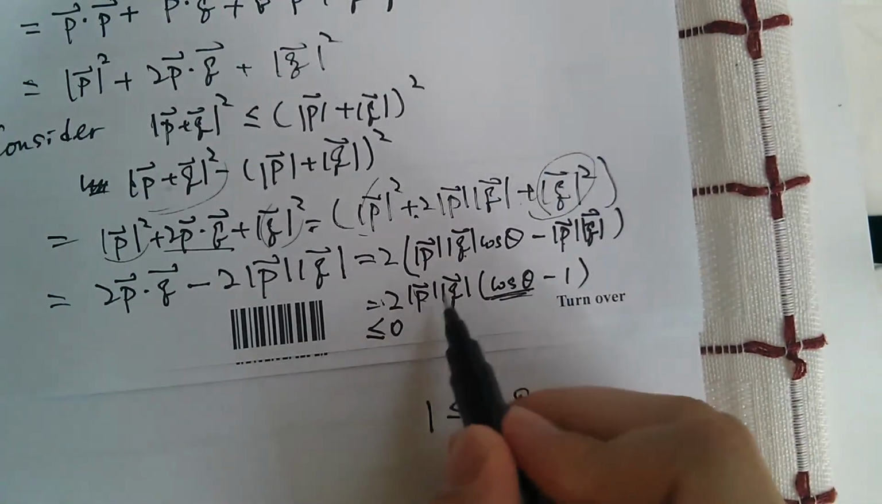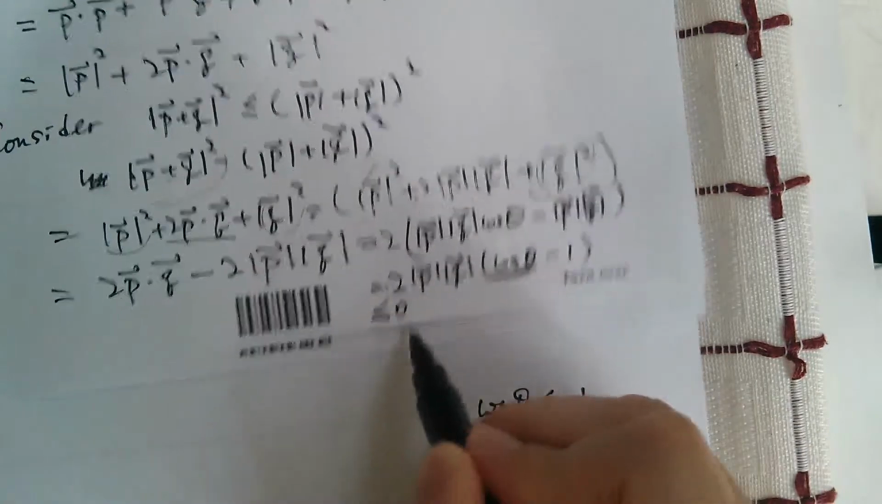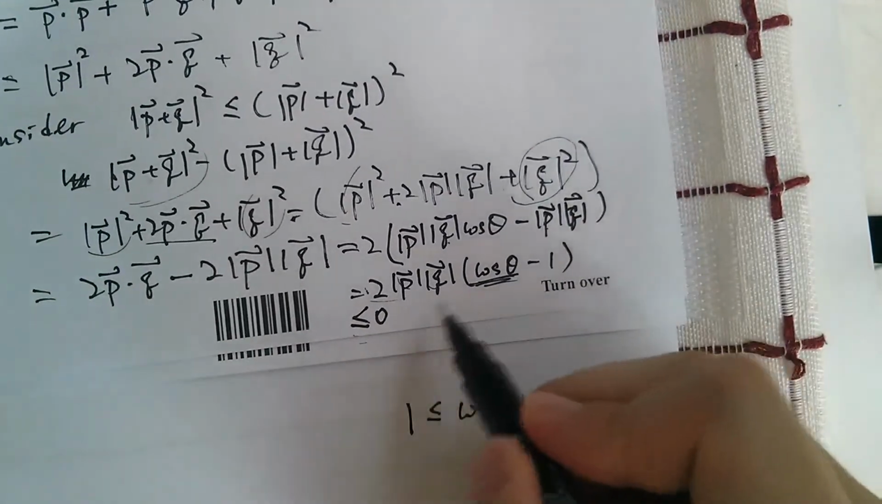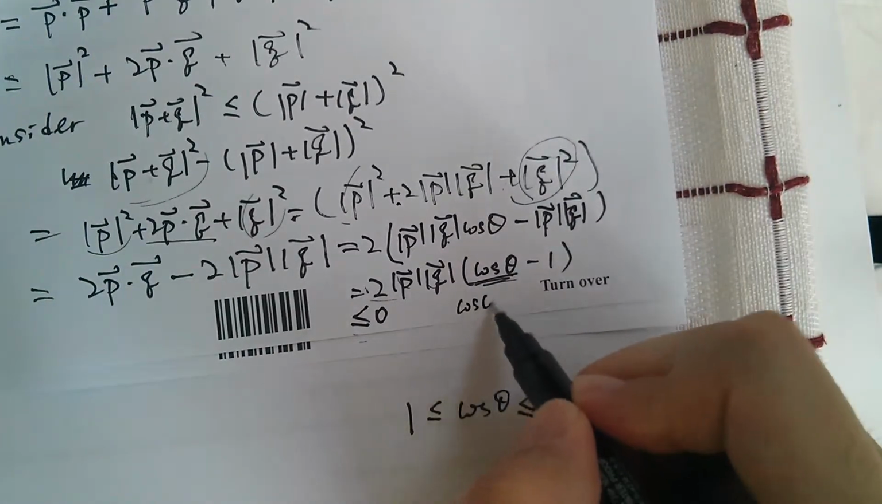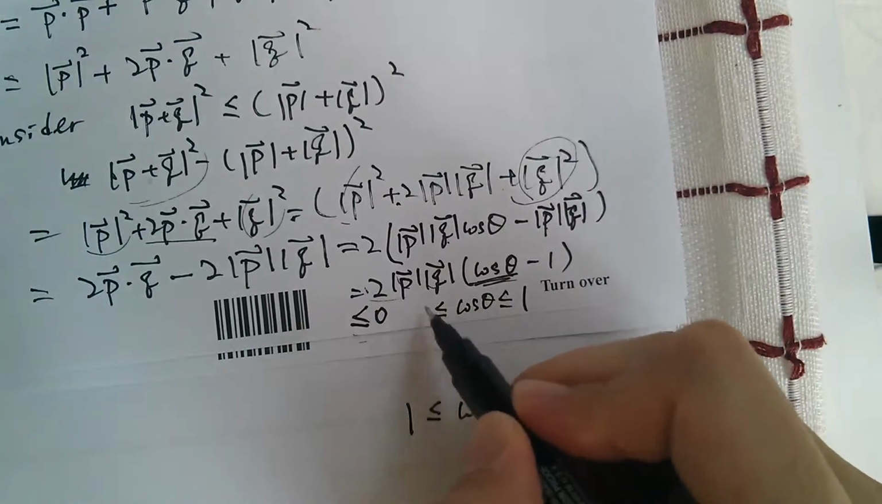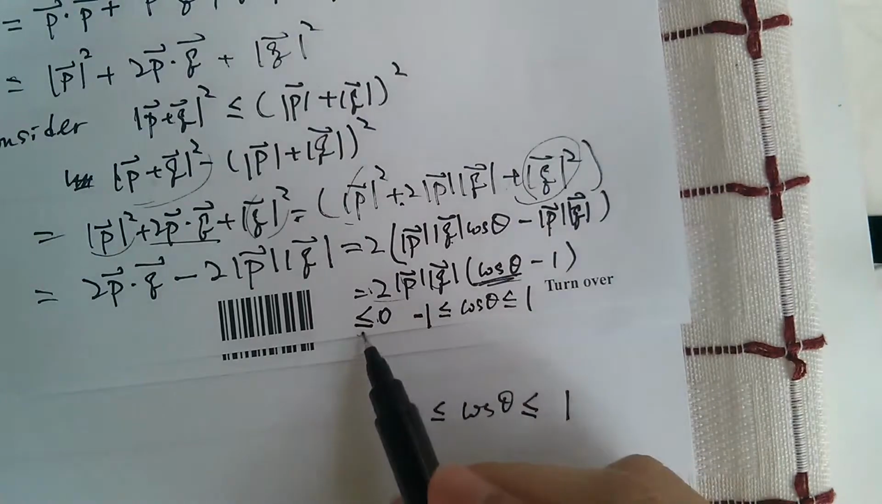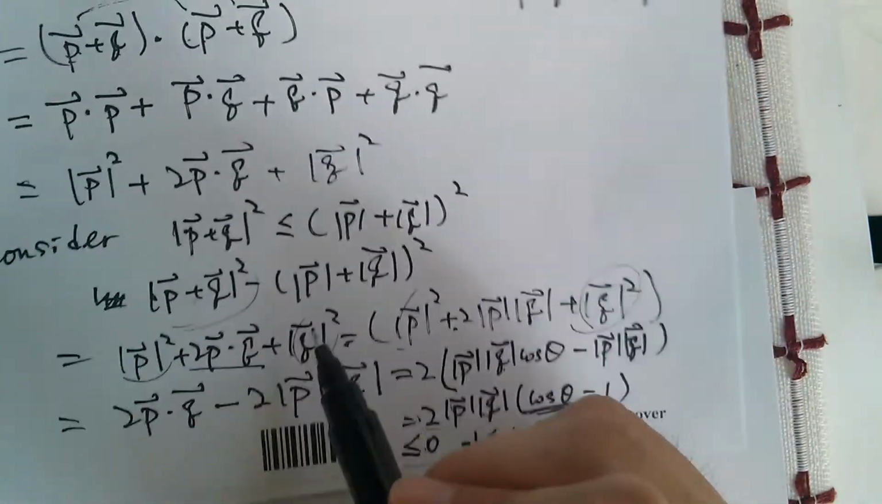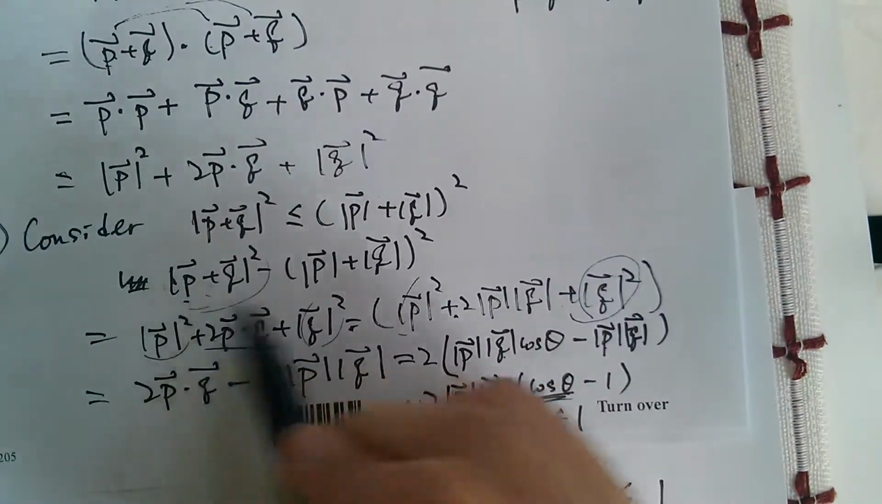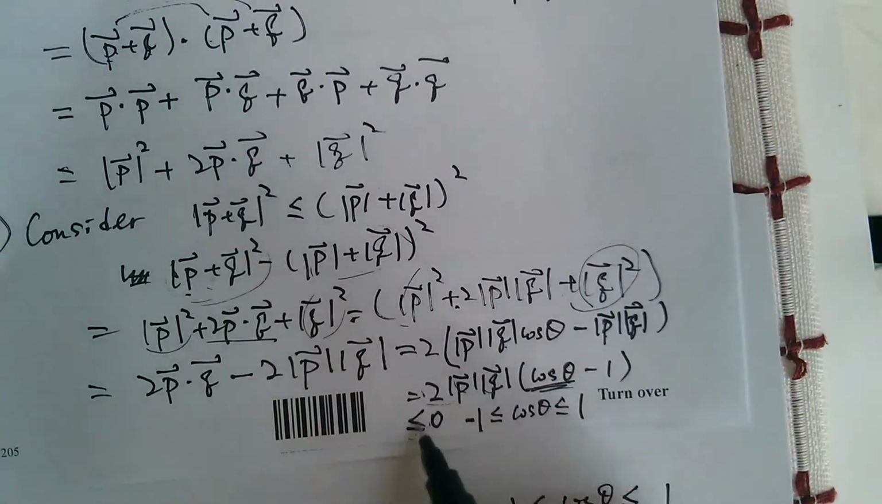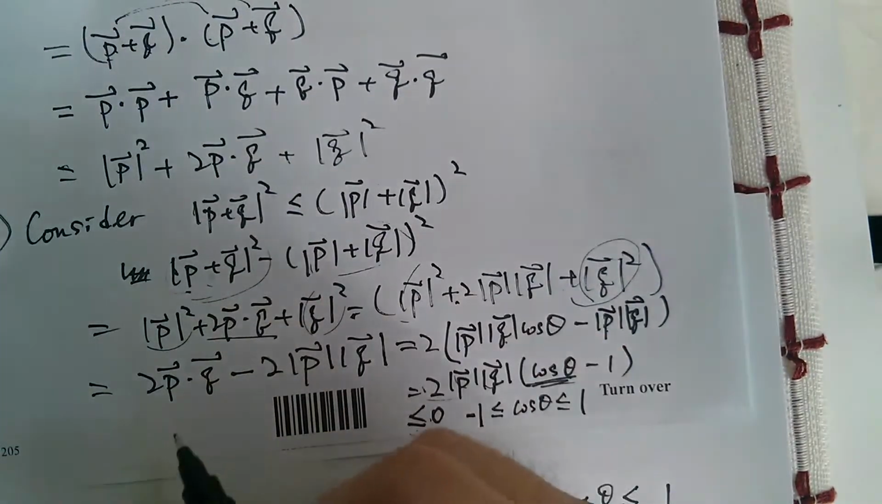This is positive, positive, positive. Positive times negative is negative. Therefore, this is always less than or equal to 0. You're going to write down as an explanation why this is less than 0. Less than or equal to 0 guarantees that this is less than this, because when you subtract, it's negative. So this is less than this, proved.